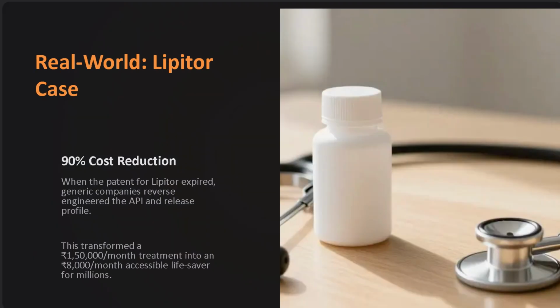Let's look at a real-world example. Lipitor is a cholesterol-lowering drug. When its patent expired, generic companies reverse-engineered its formulation. They studied its API, excipients, and release profile. As a result, the cost of treatment dropped dramatically, from around rupees 150,000 per month to just about 8,000 per month. This made the medicine accessible to millions of patients worldwide. This is the real power of reverse engineering.